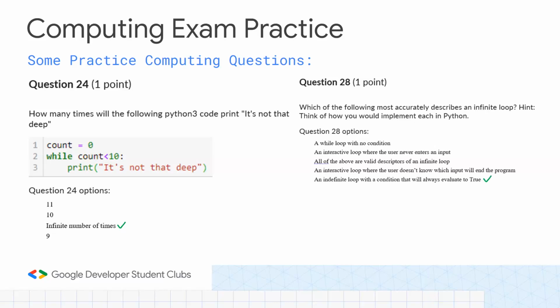First one is wrong syntax for a while. You cannot have a while loop with no condition. You've got to have a condition. Second, an interactive loop where the user never enters an input: all loops don't need the user to enter an input. That's wrong. Interactive loop where the user does not know which input will end the program: the user doesn't need to know which input will end the program. It happens internally. As long as the programmer knows which loop ends the program, you're fine. So that's why it's D.